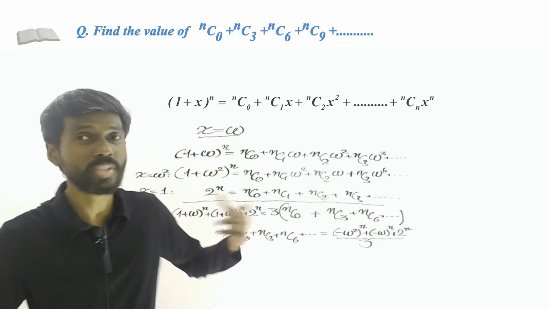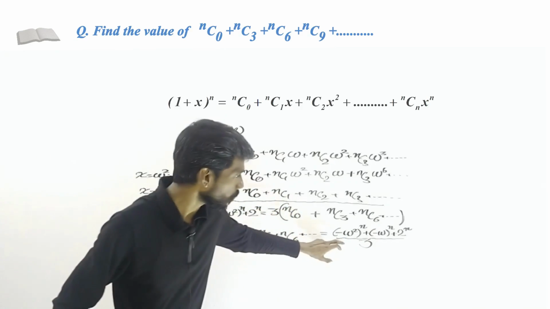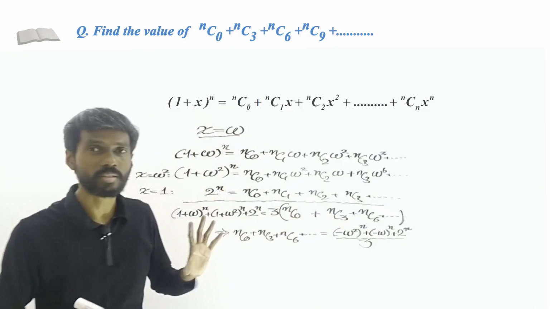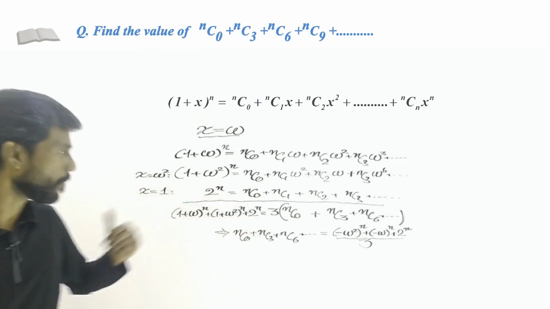Suppose n is a multiple of 3, it will give you some result. If n is not a multiple of 3, it may be different. So it depends on the value of n. Now we don't know what n is, so this is the result. Okay, so that's all. So that is the sum of these binomial coefficients.